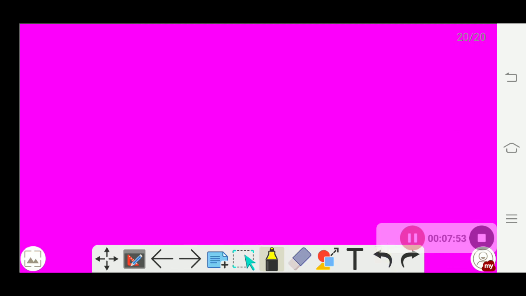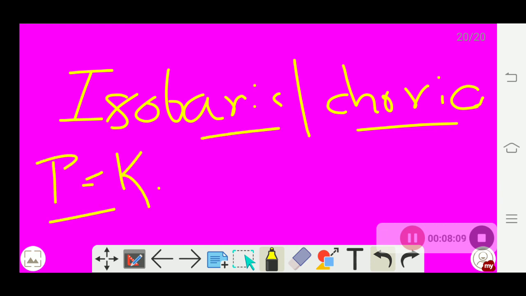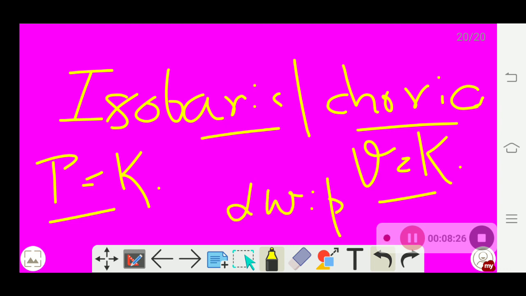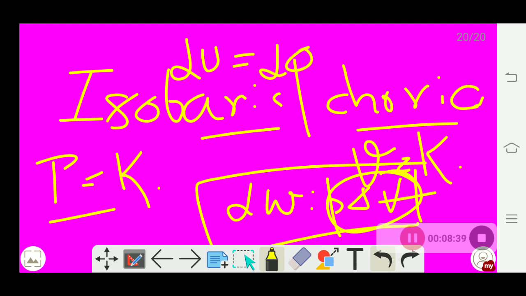So let's go to isobaric and isochoric. Isobar means pressure is a constant, and isochoric means volume is the constant. And if pressure is a constant, the equation remains same, and if V equals to K, the work done will become 0, as there is no change in the volume, so dW equals to 0, and we are having del U equals to del Q for isochoric.